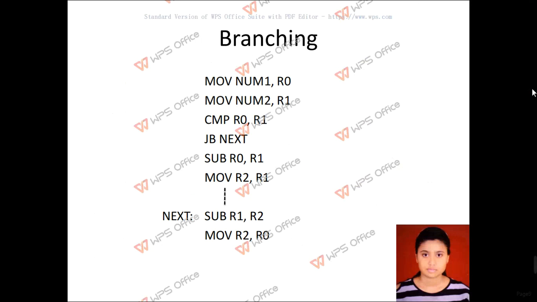Branching. The data of R0 is moved into number 1 and the data of R1 is moved to number 2. Then we compare R0 and R1 with each other. Then next we subtract R0 from R1 and then move data of R1 to R2. Then again subtract R1 from R2. Then move the data of R0 to R2.